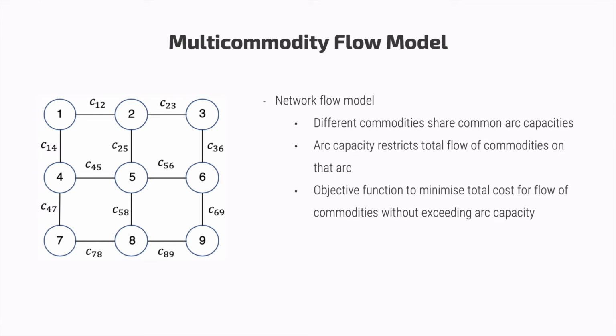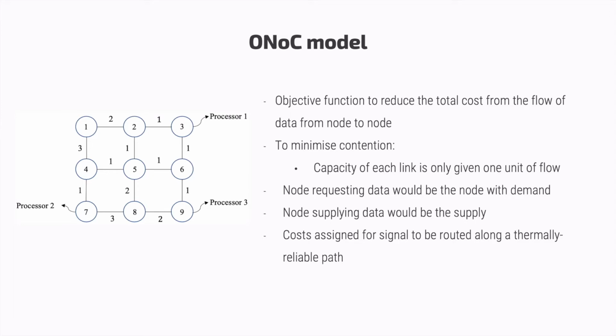Routing for inter-processor communication can be abstracted into a multi-commodity flow model. The objective function of the model would be to reduce the total cost for the flow of data from node to node. To minimize contention, the capacity of each link is only given 1 unit of flow, so there will only be one signal at any given time across the same link. The node requesting data will be the node where there is a demand, and the node that is sending data would then be the supply. By allocating costs to the links, the signal can be routed along a thermally reliable path.